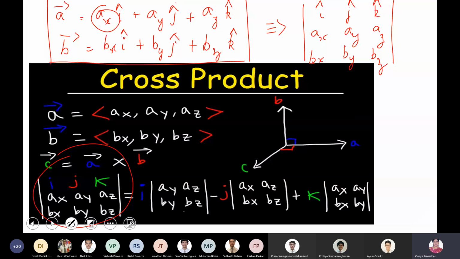So if I have two vectors and I want to find A cross B, the cross product of these two vectors, let us put it in the determinant form. So the coefficients of I cap, J cap and K cap for vector A, and for vector B, I'm specifying that.